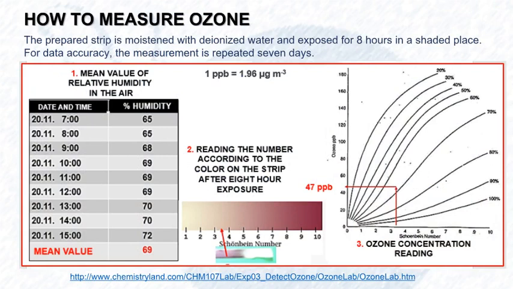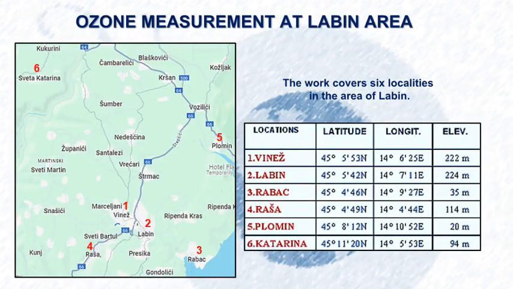For data accuracy, the measurement is repeated for 7 days. Every day, the mean value of the relative humidity in the air is recorded. The Schönbein number is determined by the color on the strip, and then from the diagram, the concentration of ozone in the air is read. With strips, students measured ozone in the places where they live, and with this we covered Labin. The group determines the GPS coordinates of its location and marks them on the map.